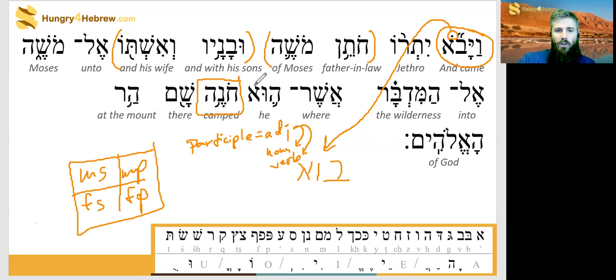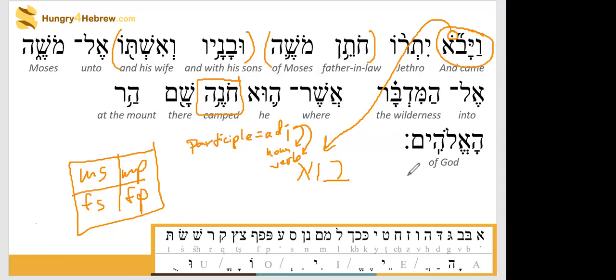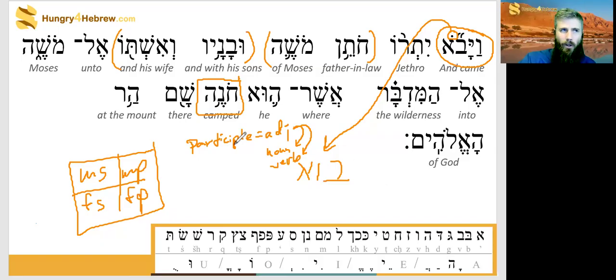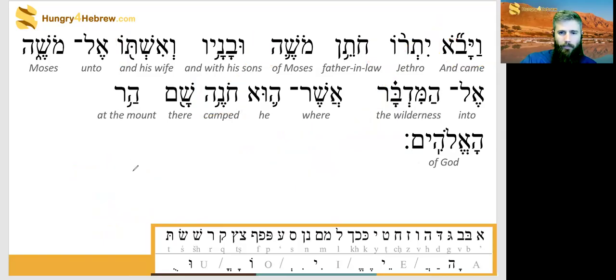Asher hu choneh sham, where he was camping there, or to the place where he was camping. Where? Har ha'elohim, at the Mount of God. Probably referring to the biblical Mount Sinai, and calling it Har ha'elohim. All right, and I think that's it. If there are no questions, who would like to read next?